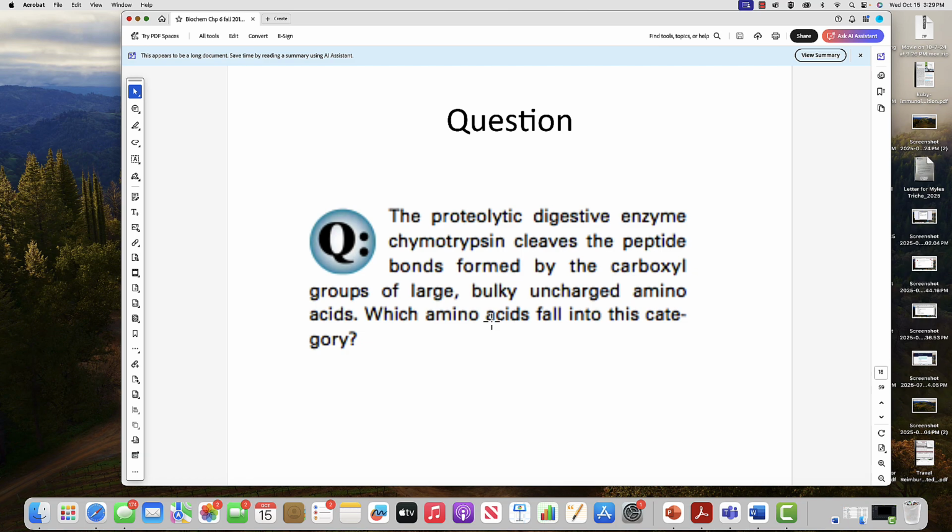If you are reading this question and it's a timed exam, the first thing you want to do is identify what they are asking or the characteristics that they are describing. They say carboxyl group, large, bulky, and uncharged. The first thing that your mind should be thinking is which amino acids are bulky and uncharged. Okay?